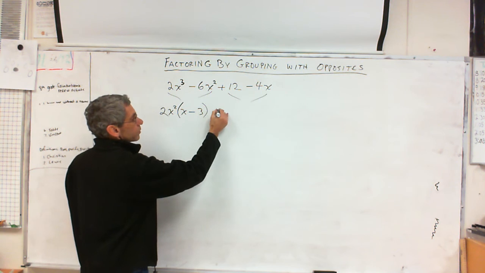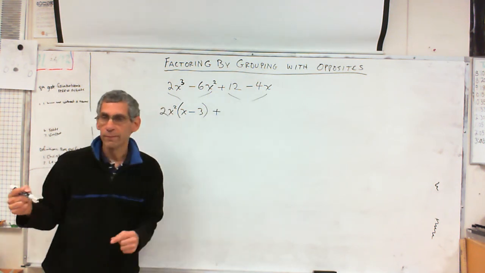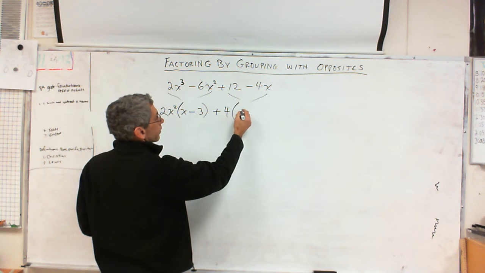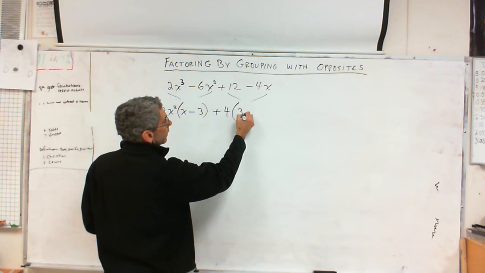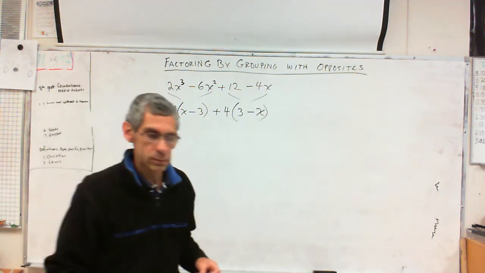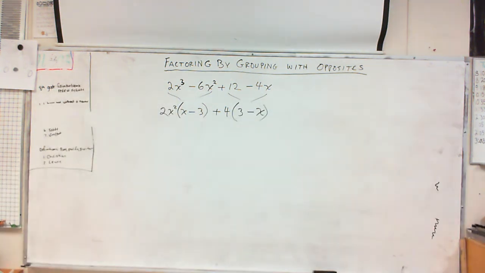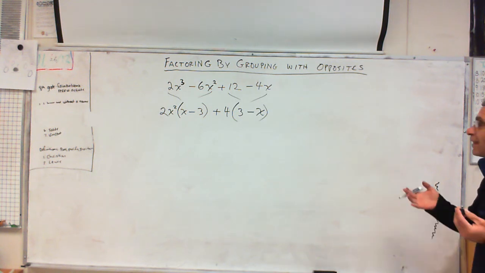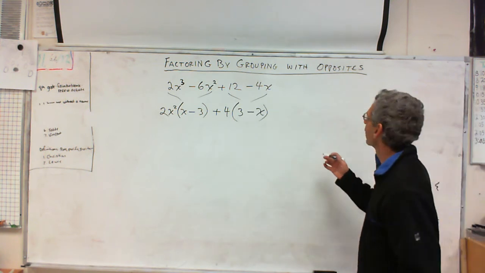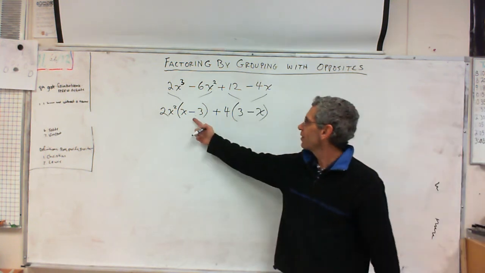Plus, now what can I take out of 12 and 4? 4, right? So I'm going to factor out plus 4. Now I've got 3 minus x. Okay, now what do I do? What do you see? What's the problem? They're not blobs, but are they close to blobs? What's the difference? They're opposites. Right, they're opposites. Don't you love to say that word? Opposites. It's a great word.